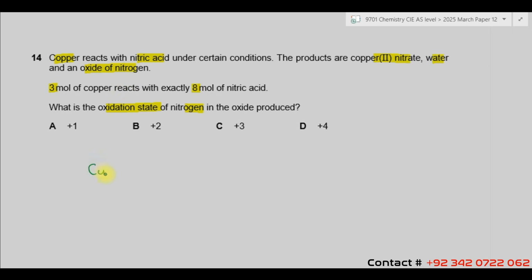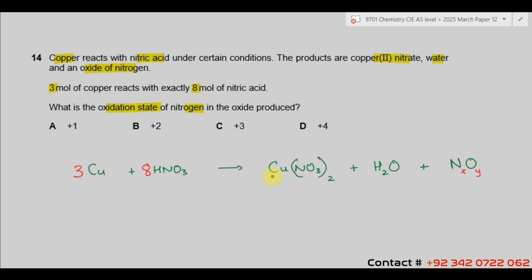So copper reacts with nitric acid to produce copper nitrate, water, and oxide of nitrogen. Now we do not know if it is NO, NO2, NO3, N2O. So let's simply write NOxY with unknowns X and Y. Okay, now they have given the balanced values. So we have 3 moles of copper that react with 8 moles of nitric acid. Now let's balance the equation.